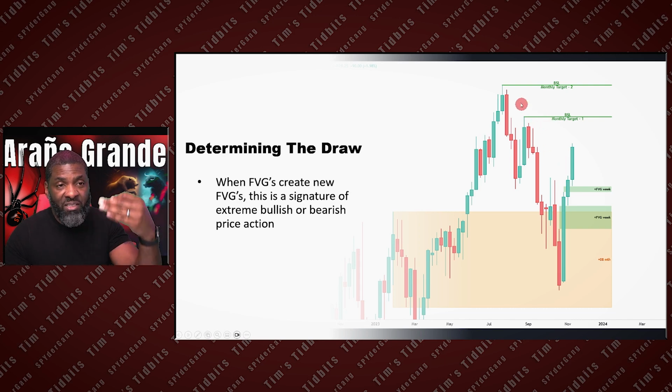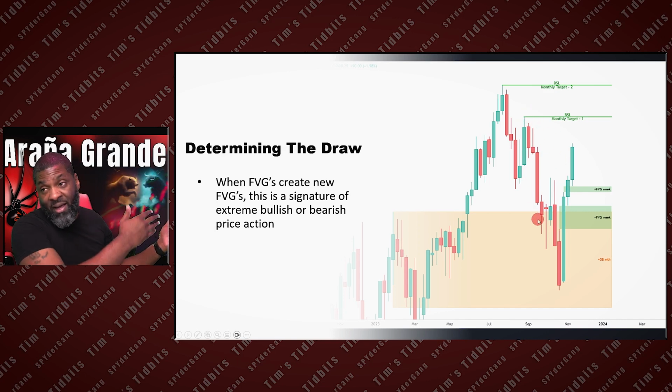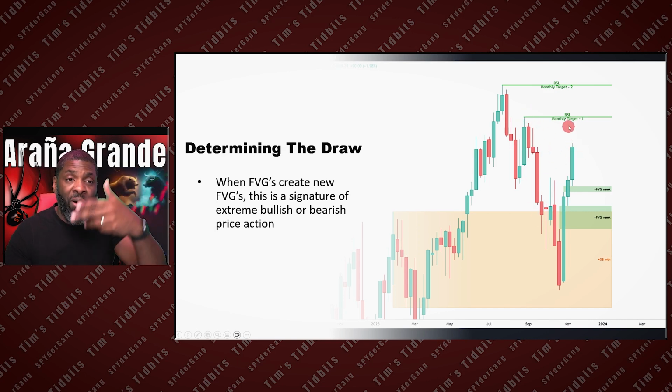And you see we have monthly draws. This is a monthly high. This is a monthly high. Those are two different monthly highs that we talked about in the past, right? And price was drawing up to it. As you see, it's giving us clues in real time. This BISI created this BISI without even trading back into it.